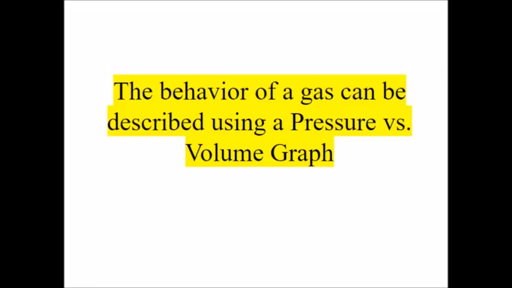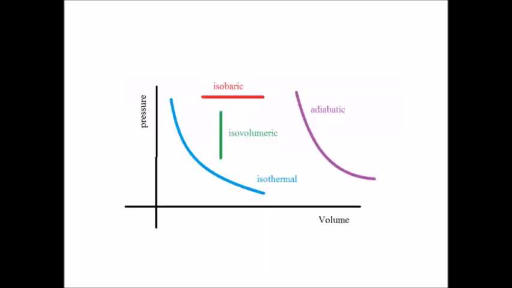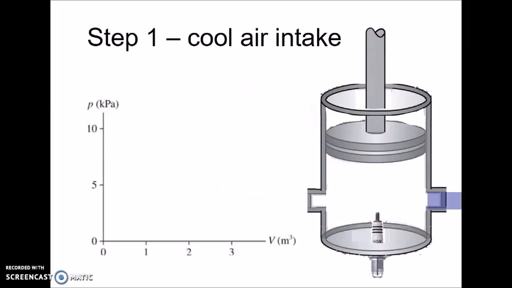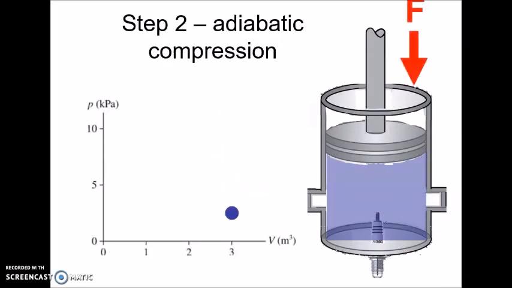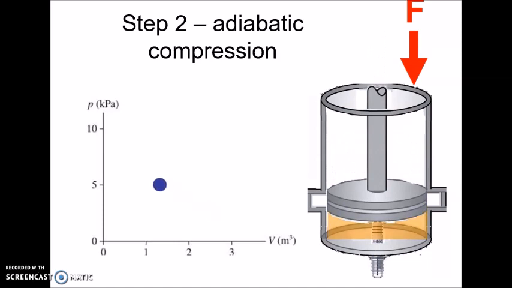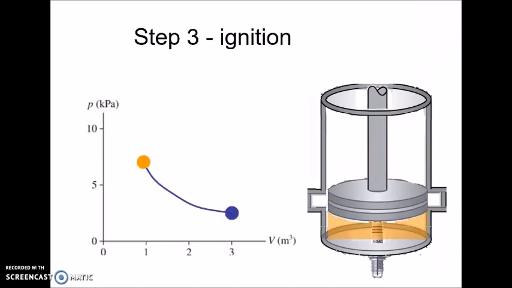In Part 2 and Part 1, we said that the behavior of an ideal gas can be described using a pressure versus volume graph. We introduced these four ideal gas processes. We explained them with PV equals nRT and the first law of thermodynamics. We even showed off a little bit, especially with the adiabatic process and the isovolumeric process as they cycled around in the internal combustion engine, and that was fun. We also have isobaric processes and isothermal processes.